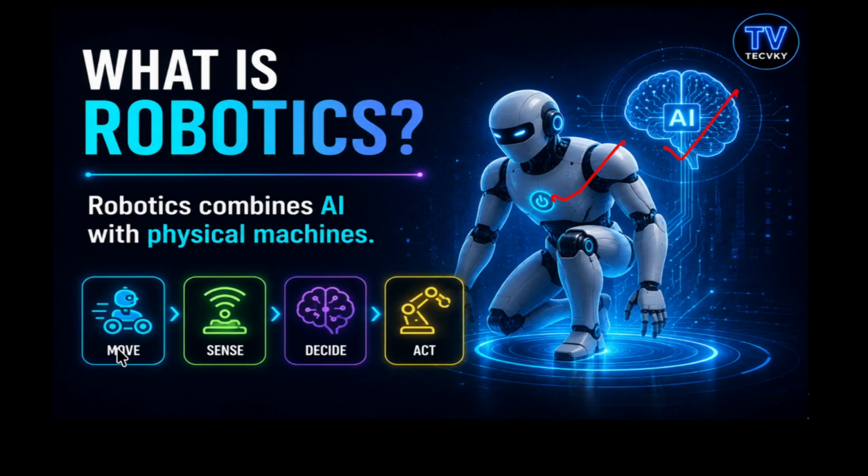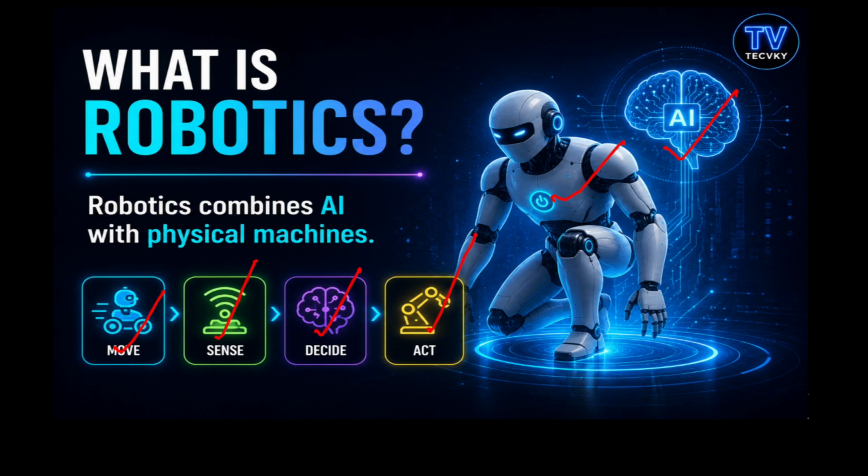Robots can move and sense their surroundings using sensors, cameras, microphones, and other devices. They then process this information, make decisions, and perform actions based on what they observe. For example, a warehouse robot can detect packages, determine the best path to reach them, and move them to the correct location. Similarly, a robotic vacuum cleaner can navigate around furniture while cleaning your home.